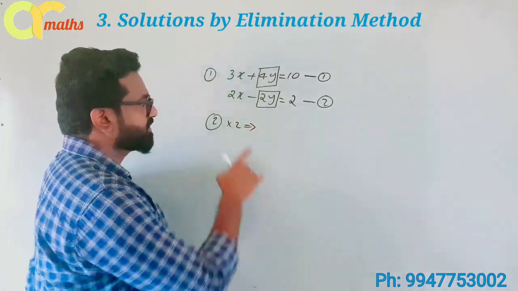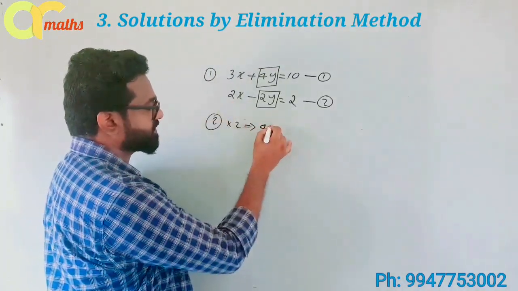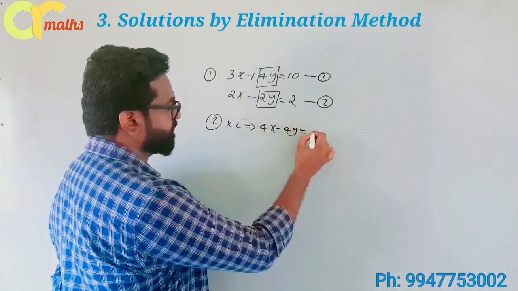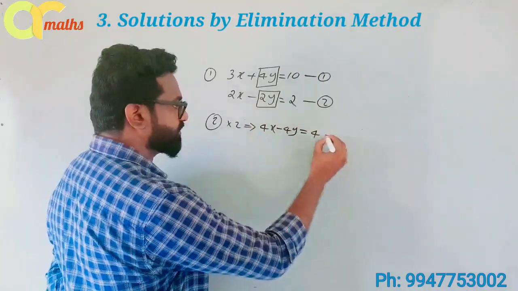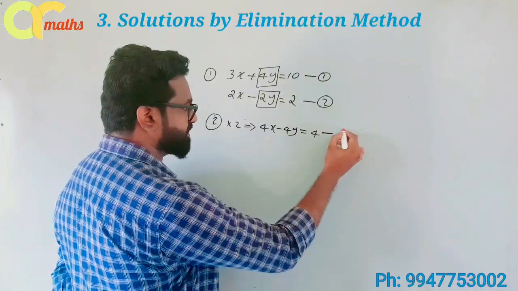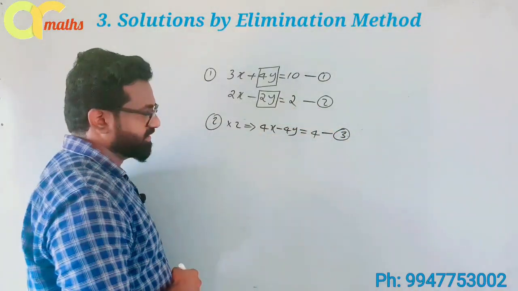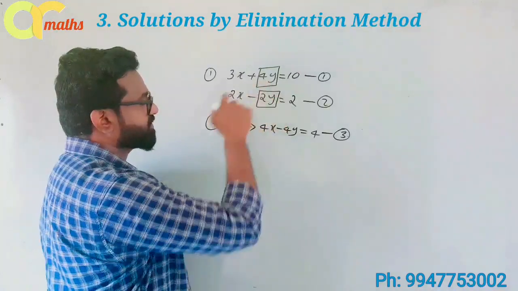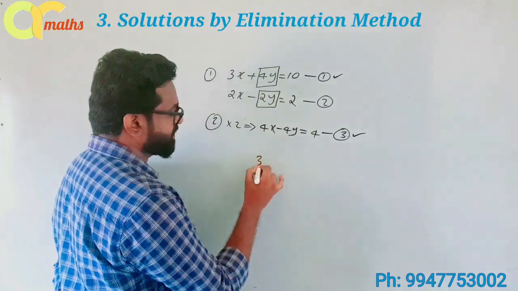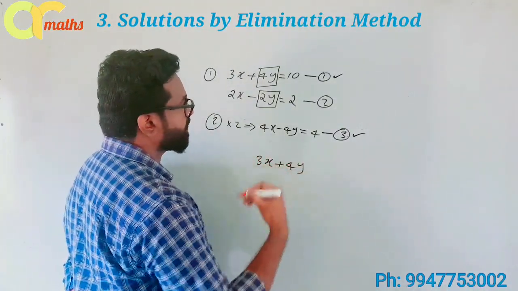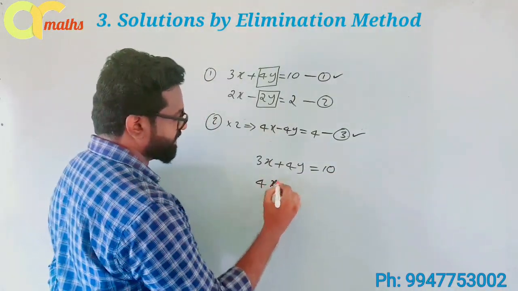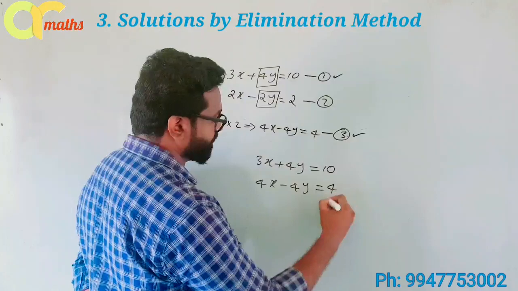Then what is the answer? 2 into 2x, that is 4x. 2 into minus 2y, that is minus 4y. 2 into 2, 4. You got another equation, equation number 3, by changing the second equation. Ready? Then 4y, here also 4y. So equation 1 and equation 3. Just write equation 1, 3x plus 4y equal to 10. Next equation 3, 4x minus 4y equal to 4.